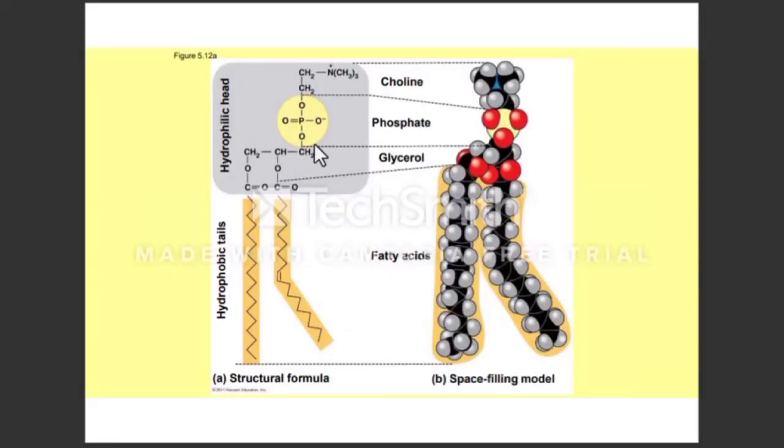So another structure here. You see, this is the structure of the phosphate group, that comes from phosphoric acid. So all of this here is the head, and this is the tail.